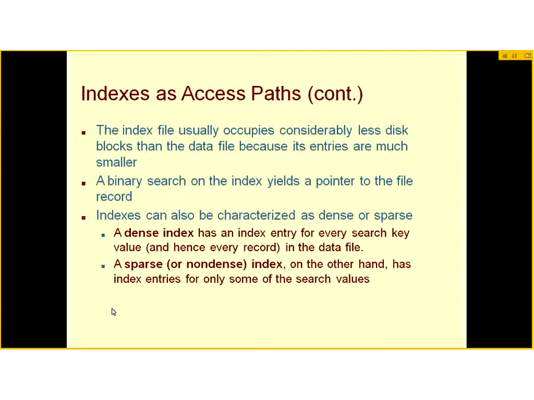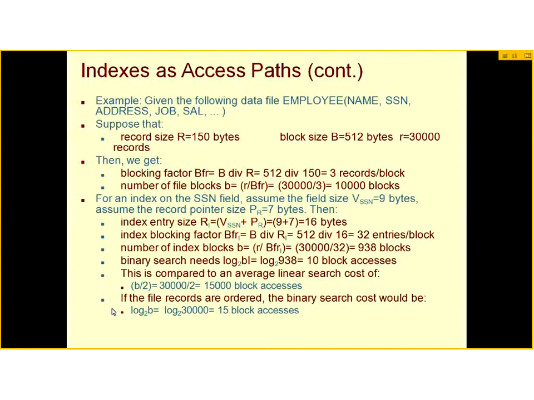And if you are using binary search on the index, it can be used directly to point to the file record. The index can be a dense index or a sparse index, so you should be aware of the difference or description of these. Then this is an example: if you have a record size given, like this question is just like the question I have given you in the assignment.